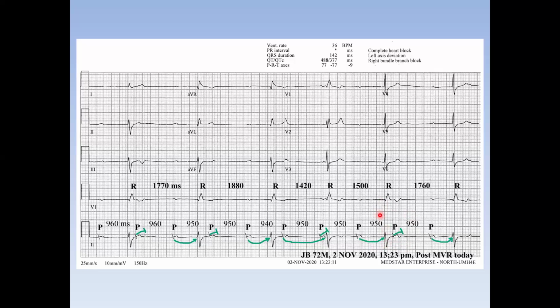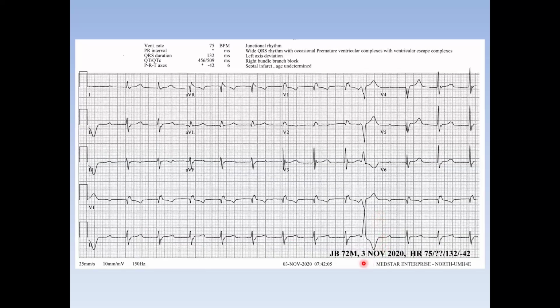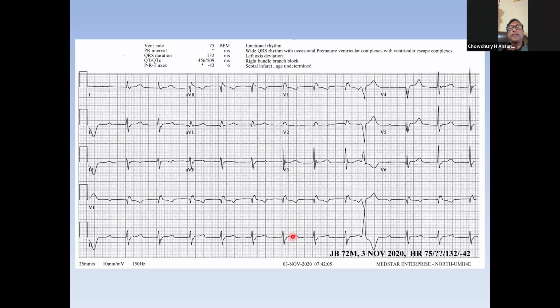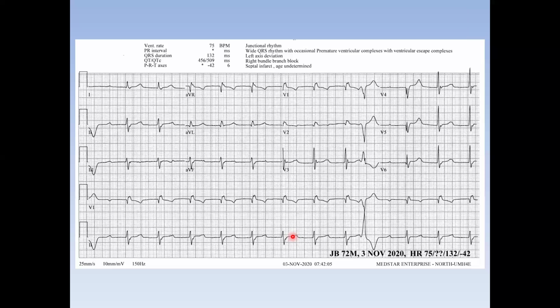And so I gambled on it. And guess what happened? Next day, after a few days, you can see that it has improved, only a prolonged PR. I don't have the other ECGs, but basically conduction came back to normal. But still, this patient has a right bundle and left axis deviation. You have to be careful about these patients. If they have syncope or presyncope, we have to put a pacemaker in.